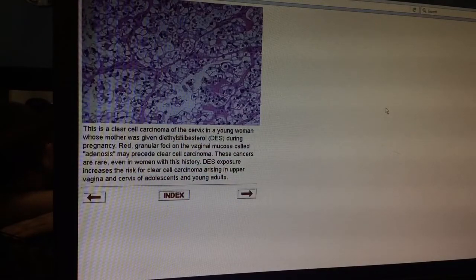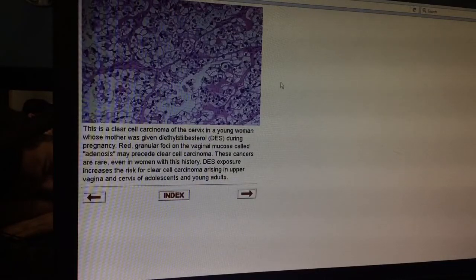This type of carcinoma, a historical type, is associated with a drug called diethylstilbestrol. This drug was used during pregnancy, and the female infants born to women who used it developed this type of carcinoma. It is called clear cell carcinoma.